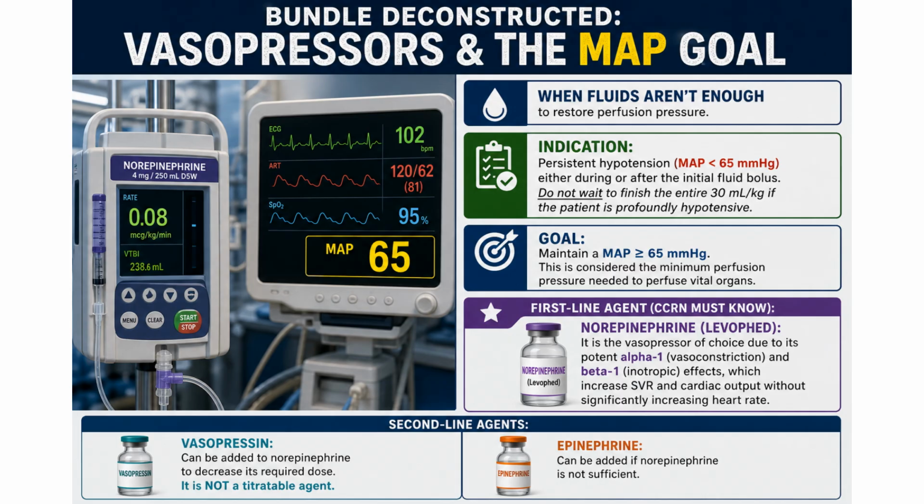The first-line vasopressor of choice, and you must know this for the CCRN, is norepinephrine or Levophed. It provides potent vasoconstriction to increase that dangerously low SVR. You can add agents like vasopressin or epinephrine if more support is needed.